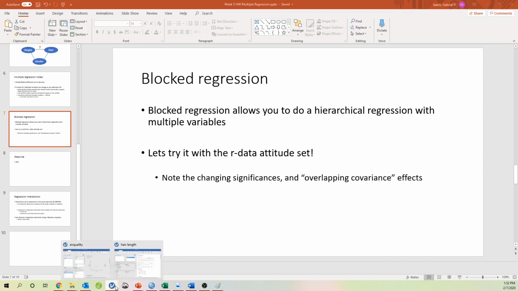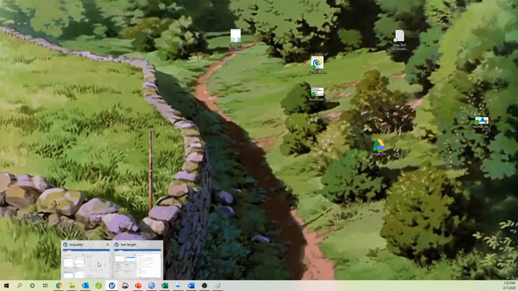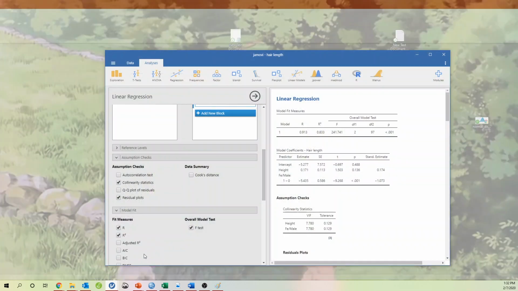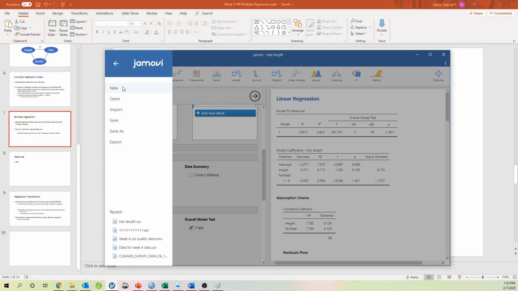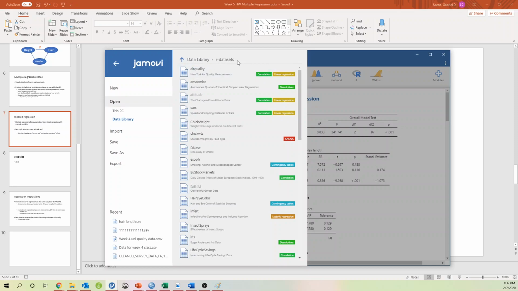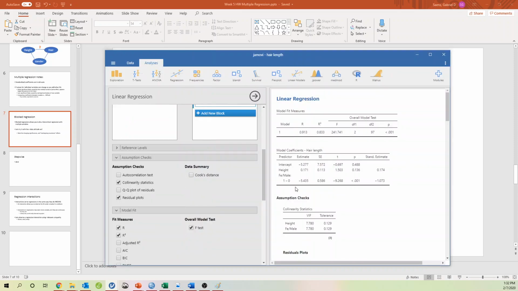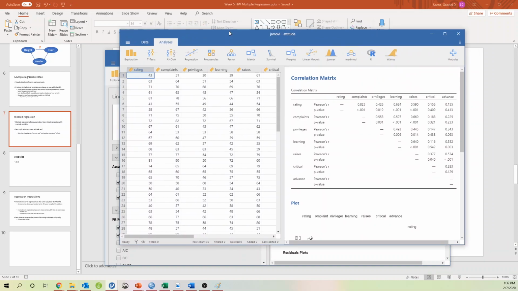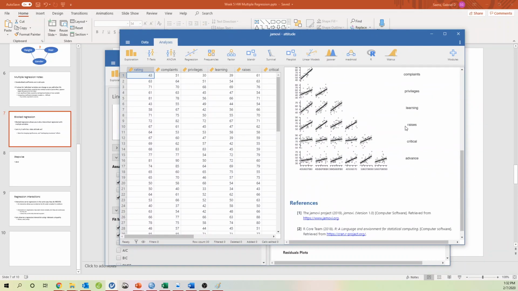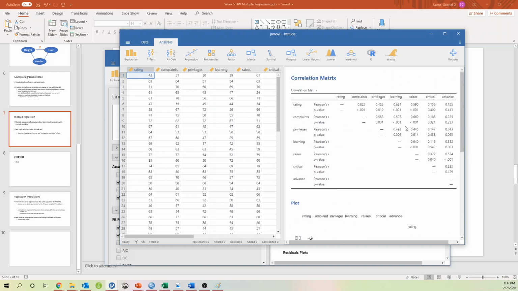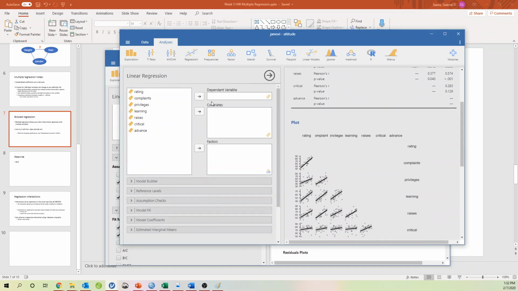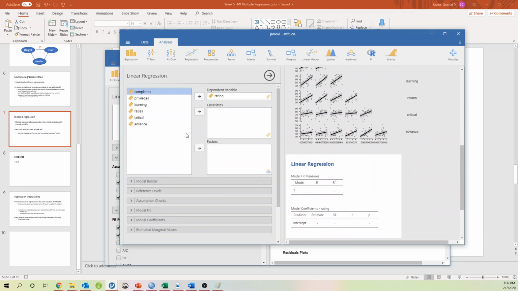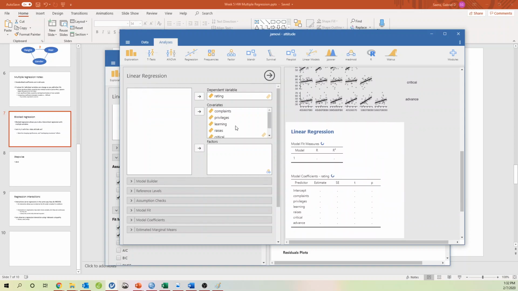I'm going to use, well, let's start off with the attitudes data set. So I'm going to go to Open, Data Library, our data sets, attitudes data set. I'm just going to show you what happens with a bit of a hierarchical regression. So you see I've already kind of done some stuff here when I was preparing to do things. We're going to run a regression. Our dependent variable is going to be rating. Let's try and predict rating from just all these other variables.